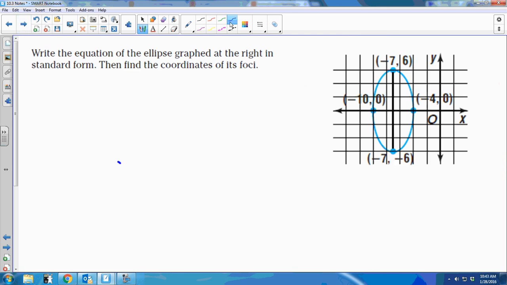All right, so Learning Target 6. We have a graph of an ellipse, and we're supposed to write the equation for it. And then we're going to find the coordinates of the foci, but we'll do that later. The first thing, every time you do any of these problems, you need to know if it's horizontal or vertical, because that makes a difference in how you write the equation. Okay, so is this ellipse horizontal or vertical?